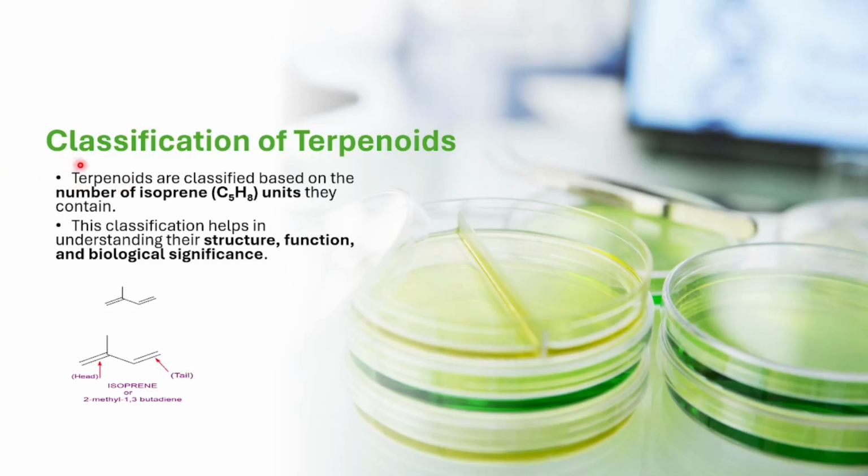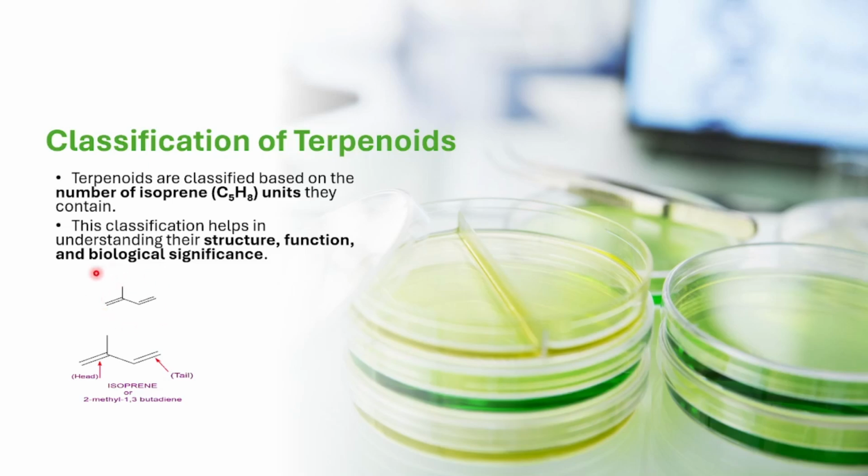Further topic of discussion is classification of terpenoids. Terpenoids are classified based on the number of isoprene units they contain. The molecular formula of isoprene unit is C5H8. This classification actually helps in understanding their structure, function, and biological significance.